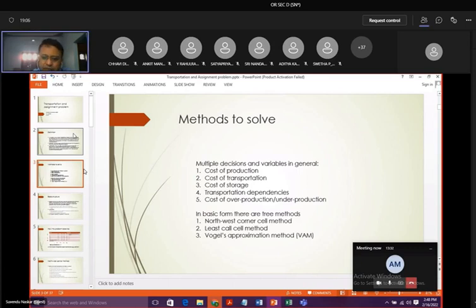And then there are costs of overproduction, underproduction, all these things. Cost of lost sales is also there. So those things have to be taken into consideration. In the basic form, there are basically three methods. We will talk about these three methods. There may be one or two other methods. Northwest corner cell method, least cell method, and Vogel's approximation method, VAM. We will solve all these methods and talk about how we need to apply these methods when we have a transportation problem at hand.